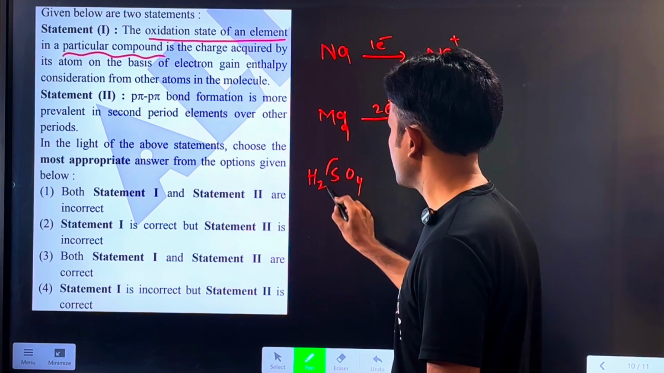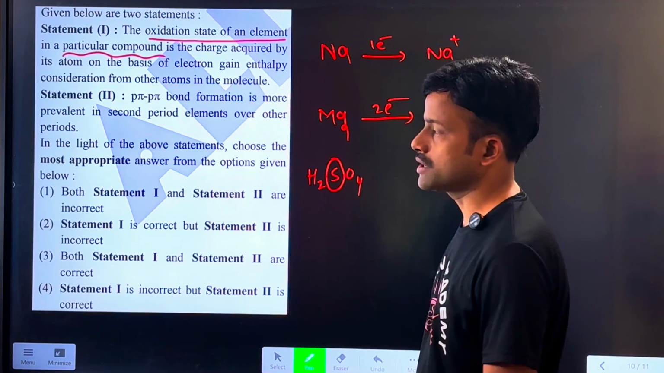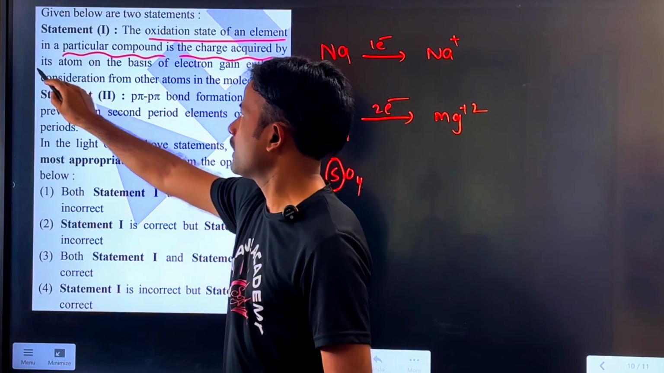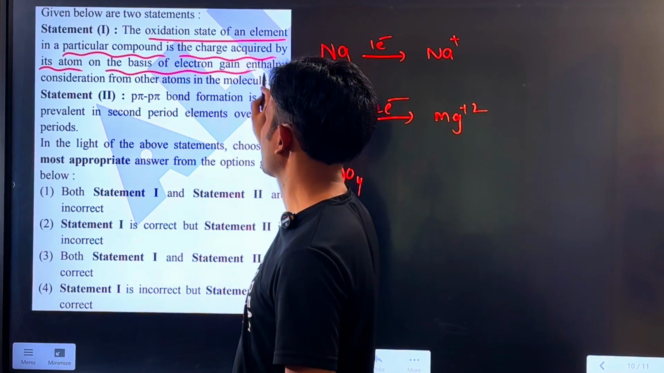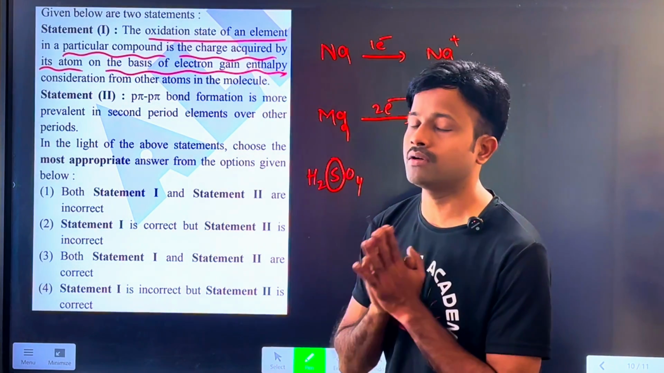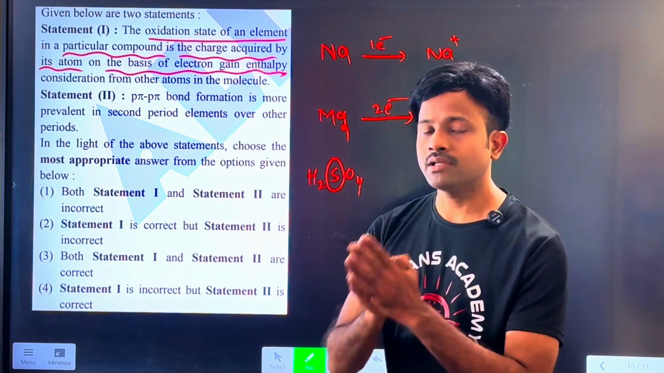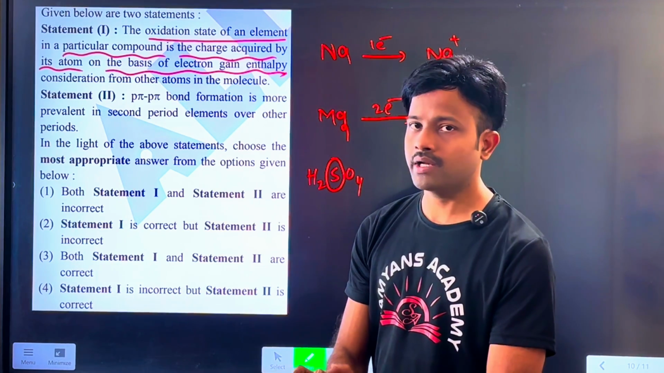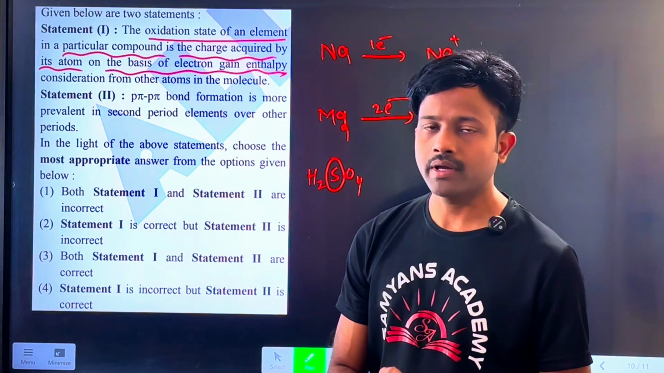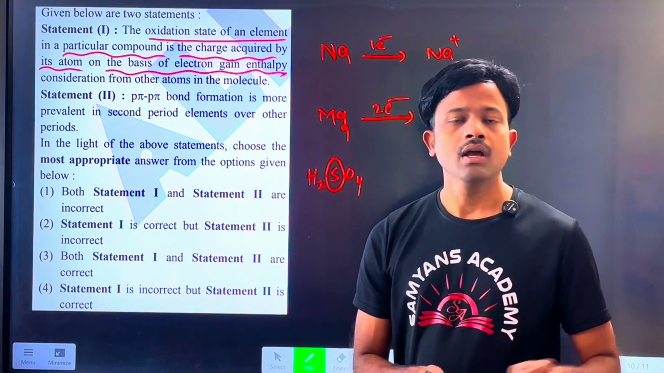The oxidation state of an element, say your sulfur atom, is the charge acquired by its atom on the basis of electron gain enthalpy. Is it correct? It is not based on electron gain enthalpy, it is based on their valency. Okay, how that group valency works we can discuss.